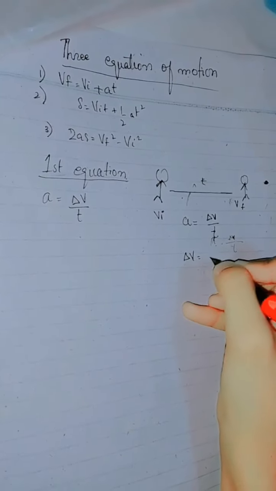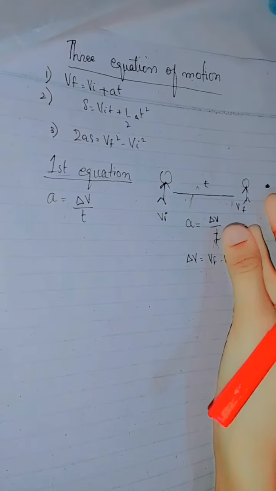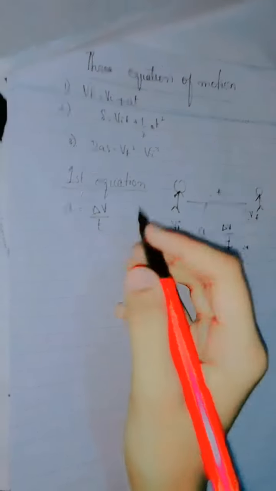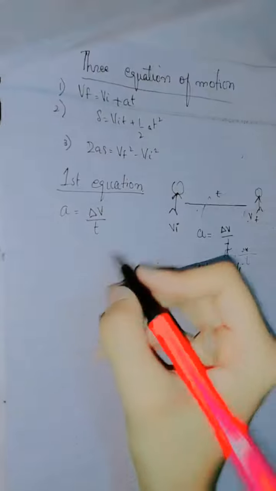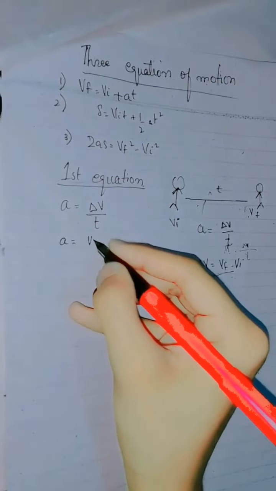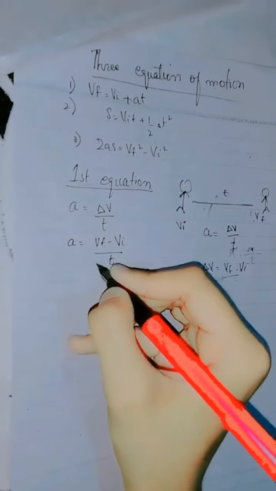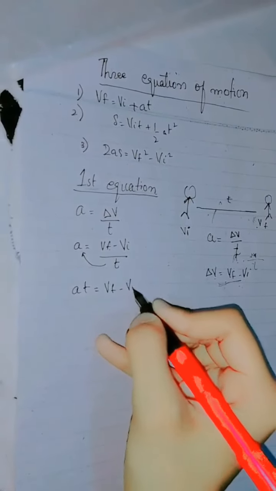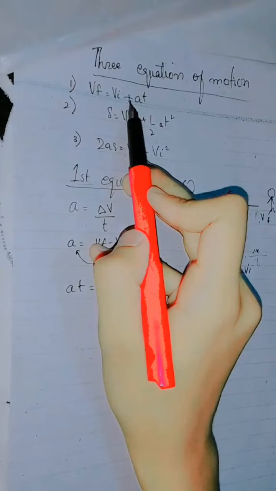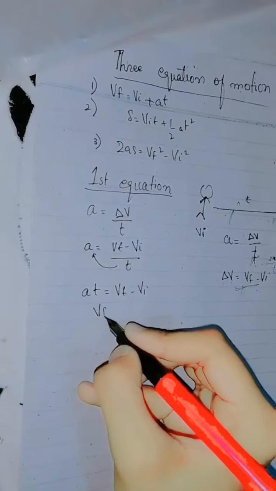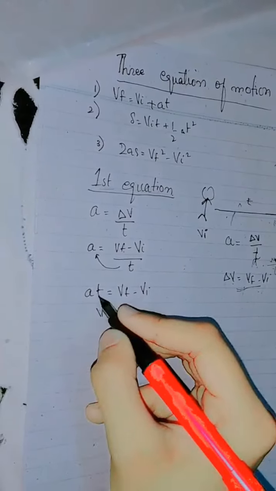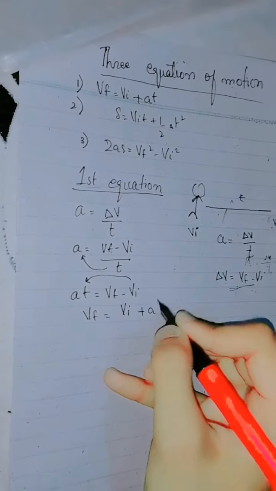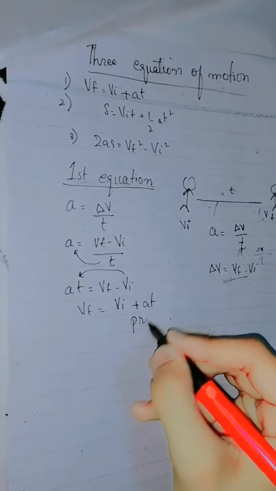Change in velocity is basically Vf minus Vi, because it has covered the displacement. So we can put the value instead of change in velocity. So acceleration is equal to Vf minus Vi upon t. Here t is dividing, so it will move and multiply, so it will be At is equal to Vf minus Vi. We have to make this first equation Vf is equal to Vi plus At. So Vf will remain here, minus Vi will move there and become plus Vi. So it will be Vi plus At. That is proof that it is the first equation.